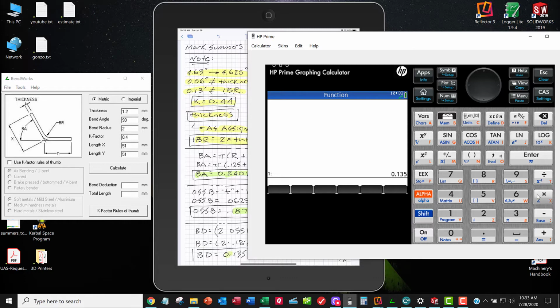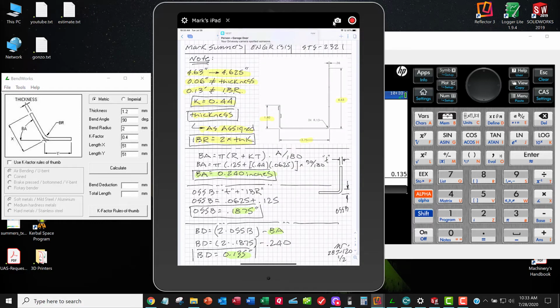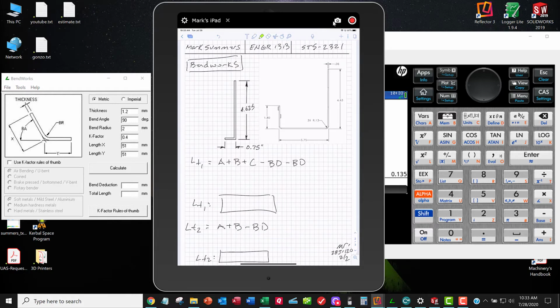And I'll highlight that green because it's a good thing. All right, let's go use that value to calculate the flat pattern lengths. So I'll go to my second page here. I just happen to have some beautiful pictures here. So we got two flat pattern distances.